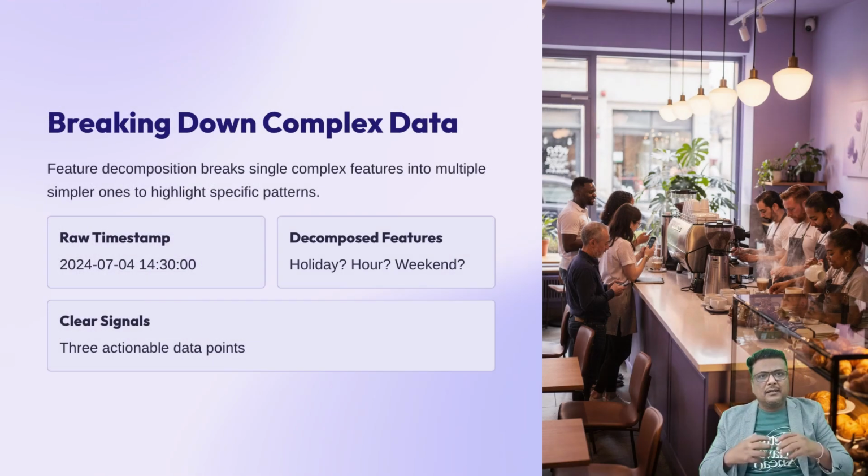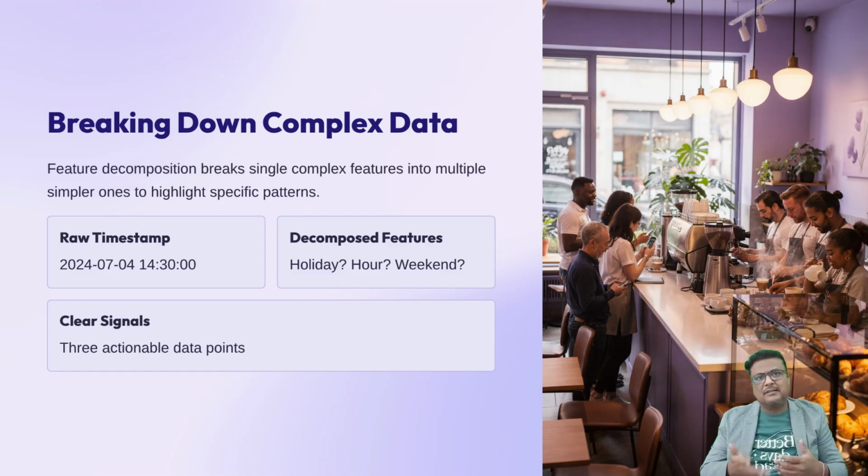Now, let's look at the opposite approach. According to the official study guide, feature engineering also involves decomposition, which is the act of breaking down a single complex feature into multiple simpler ones to highlight specific patterns. Sometimes data is too packed for the AI to understand. It's like getting a long run-on sentence with no punctuation. We need to break it up so the meaning becomes clear.